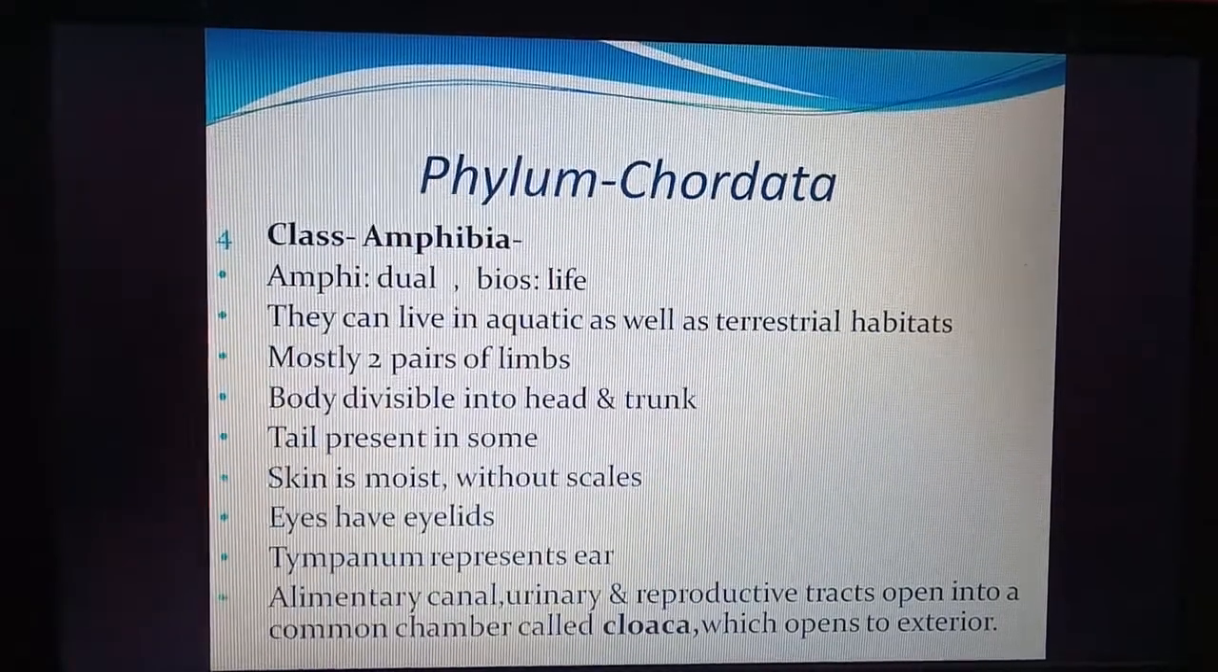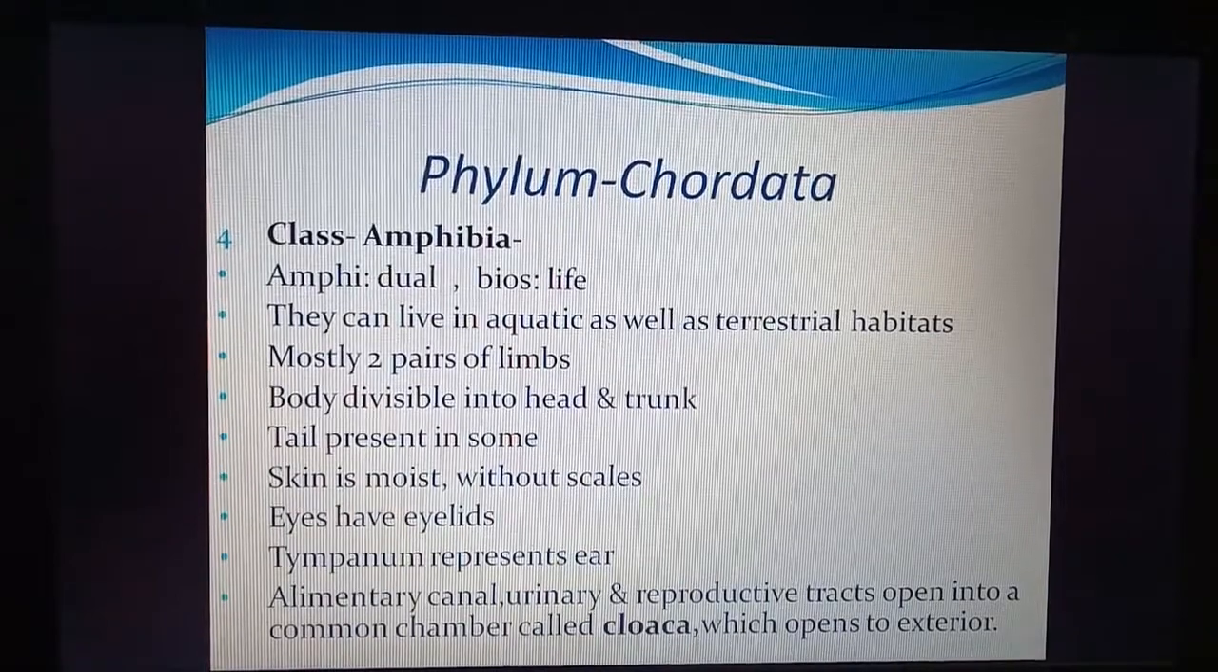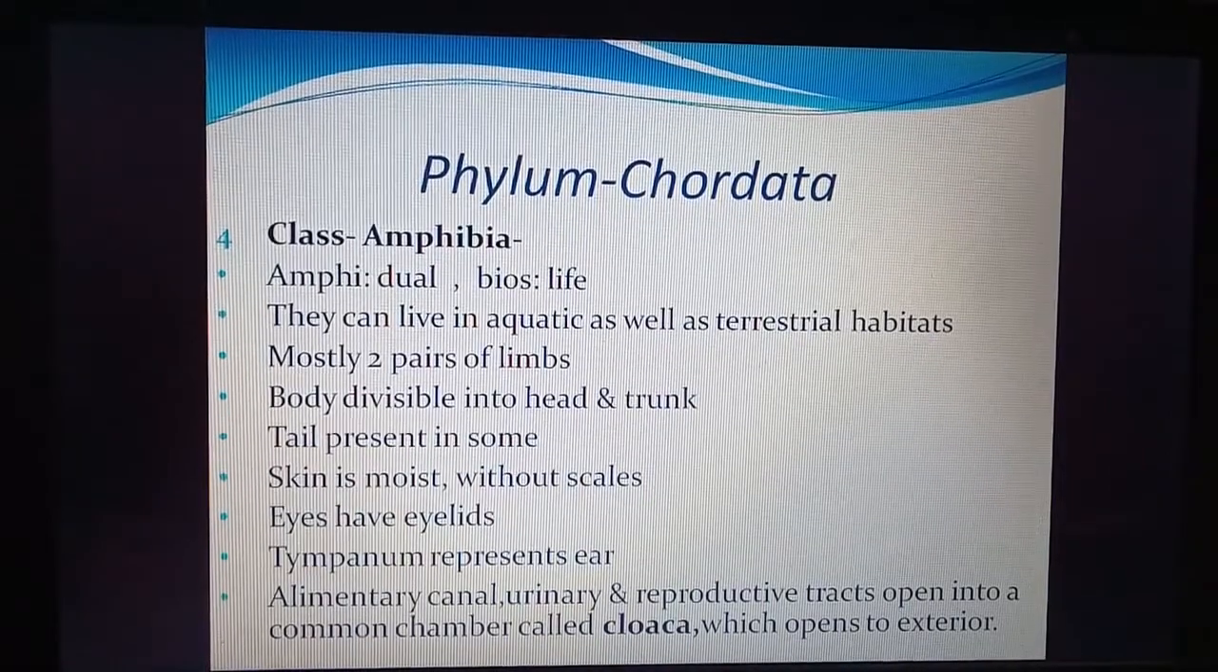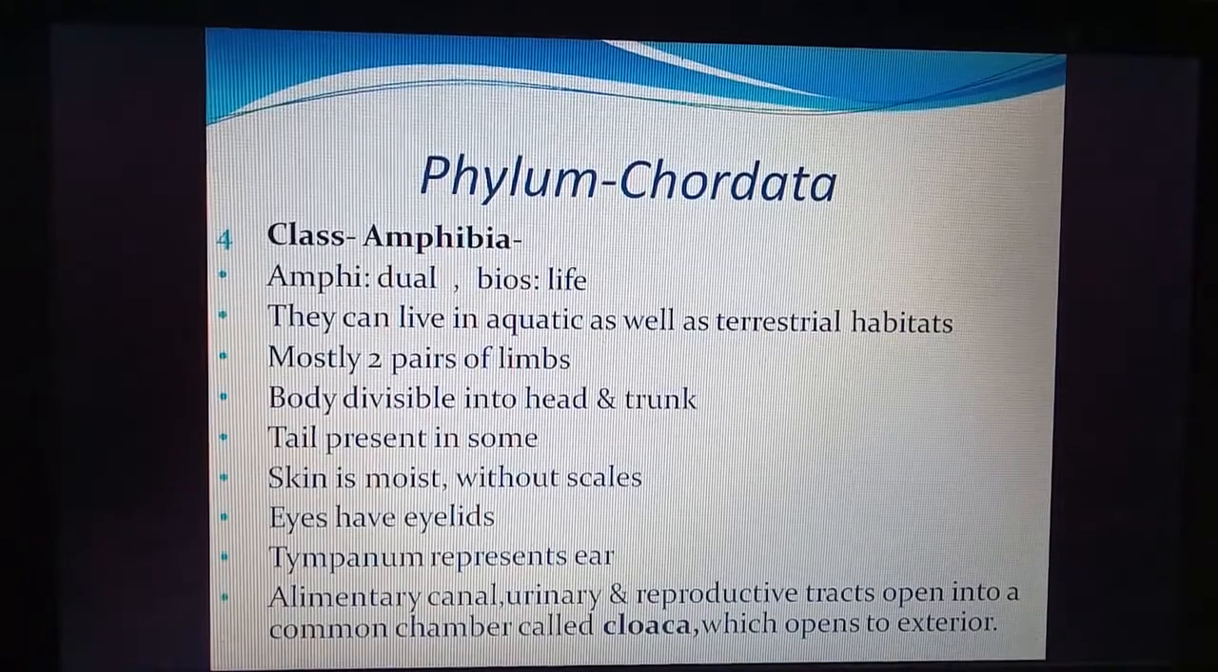Now next we can see class Amphibia. So it comes from two words. Amphi means dual. Dual means double or both or in two places. And bios means life. So they have life in two places. Means they can live in water as well as on land.